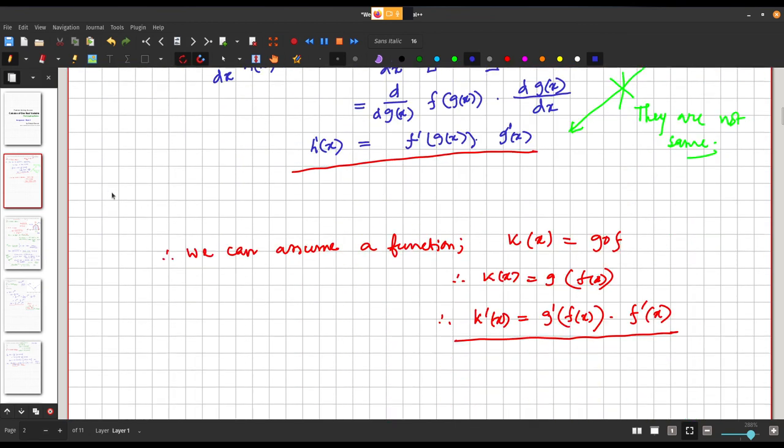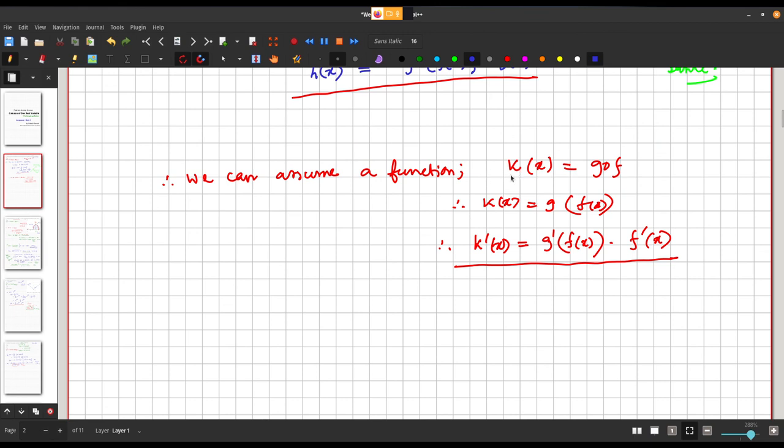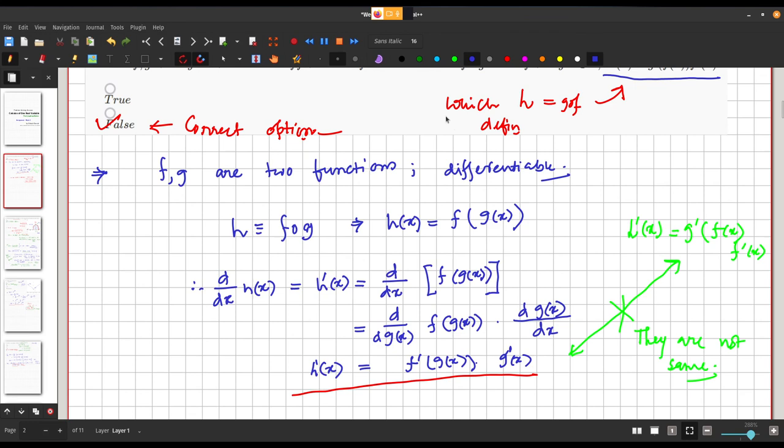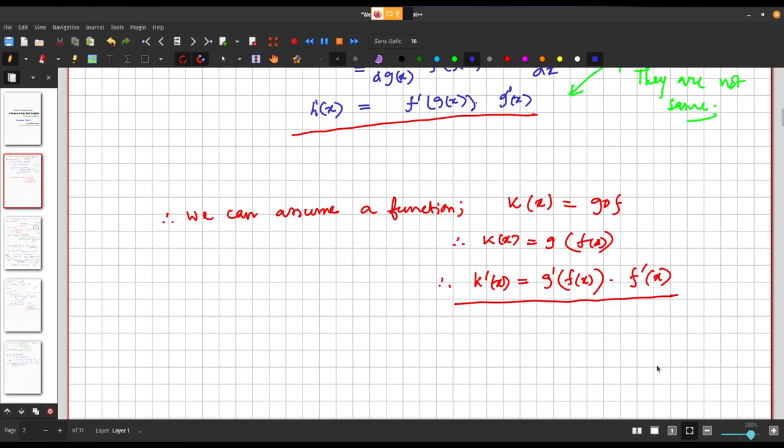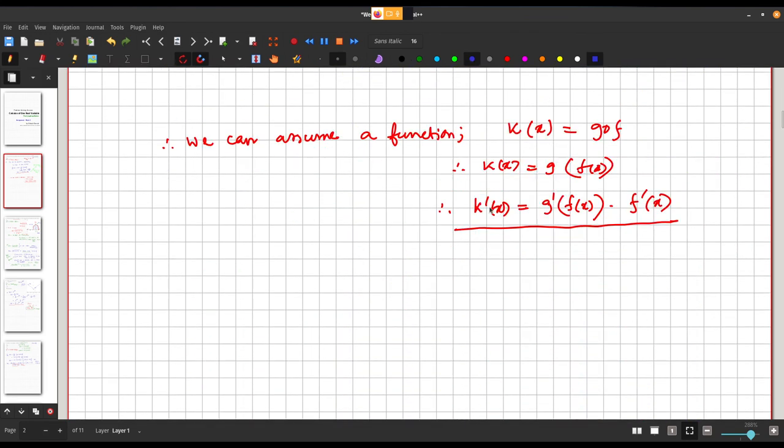But had the function been defined like g o f instead of f o g, then if we do the derivative, for example, I will do the derivative of k prime(x) here, where k(x) is defined as g o f.